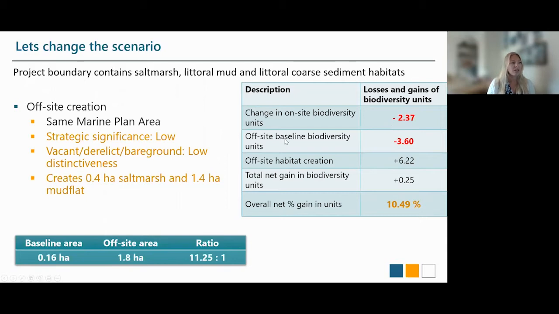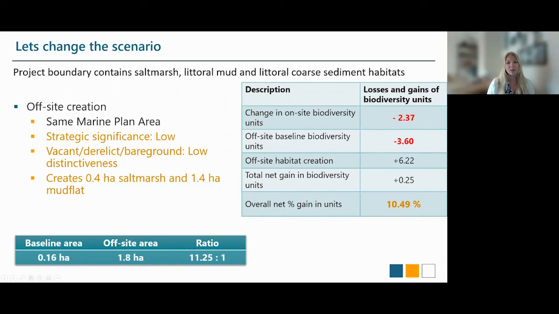But some of the off-site criteria are going to be different. We're going to change them a bit, and the ones I've changed, I'm showing here in orange. We're going to stay in the same marine plan area adjacent to the development. But unlike the last example, the area is not going to be strategically significant. That's going to stay low. The baseline habitat is still going to be poor quality coastal land, but we're now going to call it vacant derelict bare ground, as opposed to that artificial unvegetated surface. So this now means that ultimately we have an off-site baseline score, which is this 3.6 here.